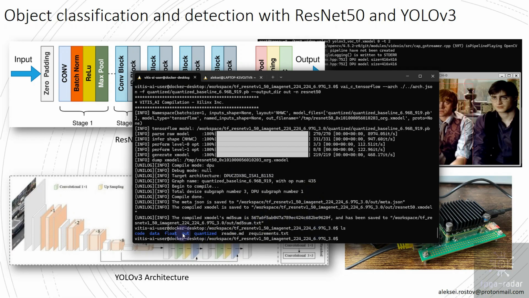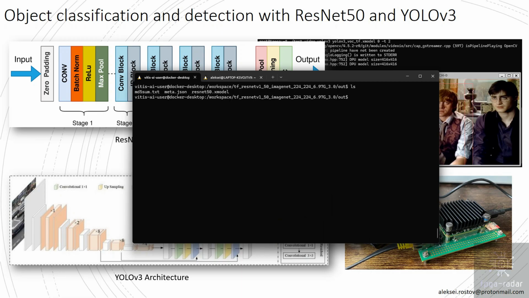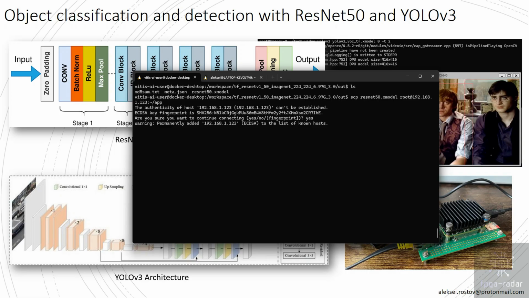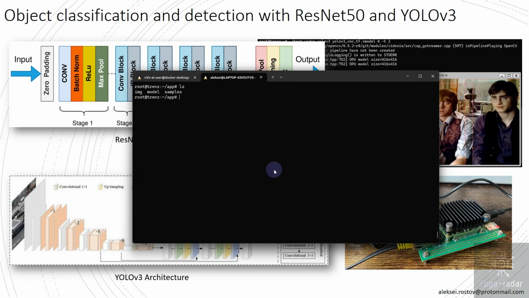So here I have the output folder, I go to the out folder. Okay, and here I have the ResNet 50 xmodel. So just copy this with scp, the ResNet 50 xmodel, to root at 108 and the folder app. Okay, the password is root. Okay, here we are, and yeah, we can go to the target.